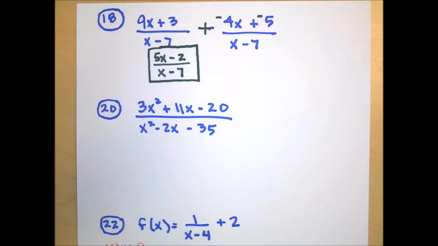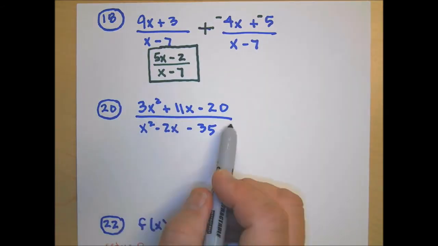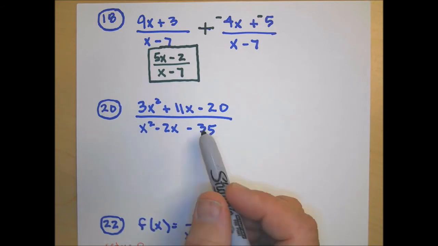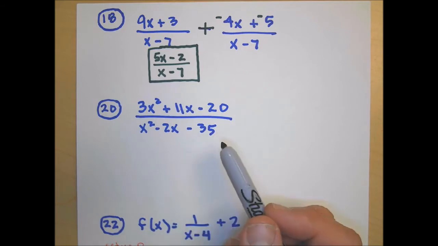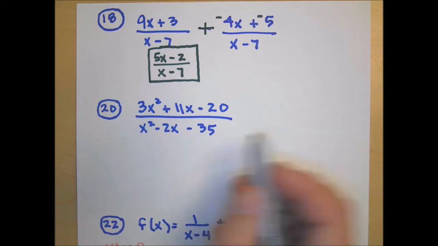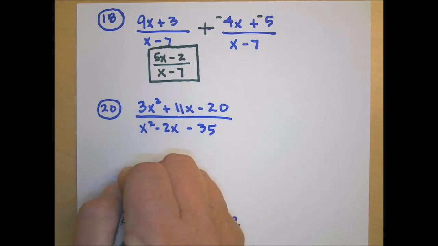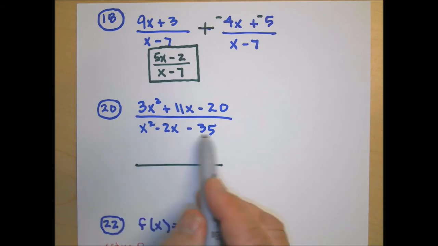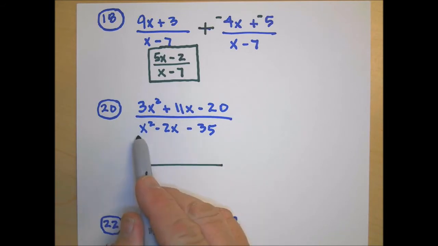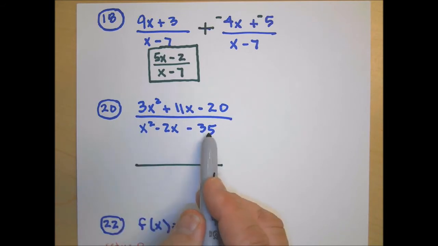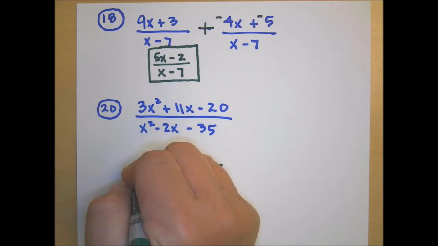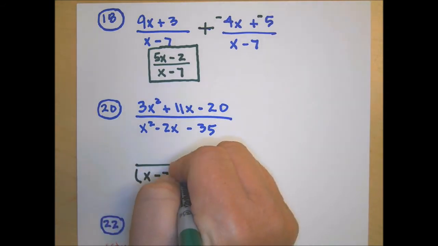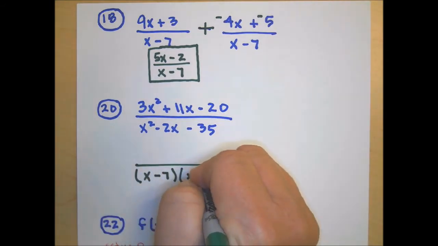Okay, problem number 20. I just have a single rational expression and it needs to be simplified. So really it's just a matter of factor and cancel. Now, the denominator is going to be a little bit easier because it's one we're more accustomed to. It's just your regular old trinomial with a leading coefficient of 1. So the factors of negative 35 that have a sum of negative 2 are x minus 7 and x plus 5.